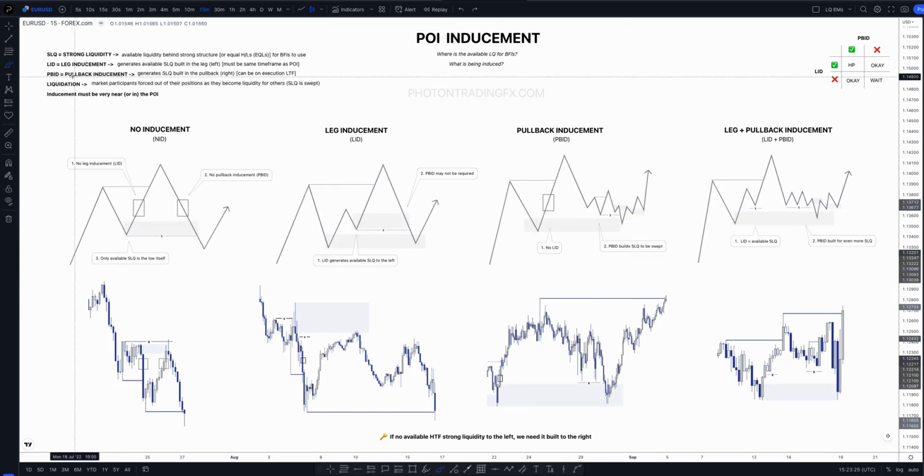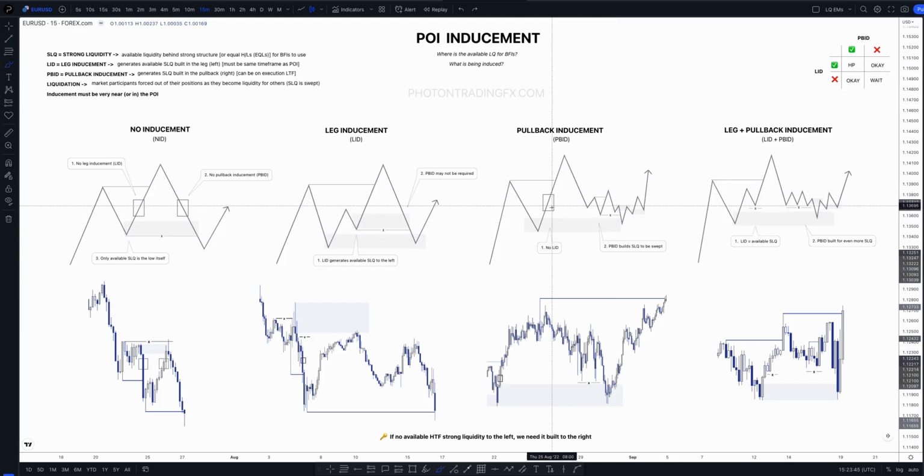So pullback inducement, basically inducement on the right, generates strong liquidity built in the pullback, and it can be on your execution time frame. Again, if you're an M15 trader, you're going to be looking at 4-hour POIs with M15 execution. So you need 4-hour to the left, and the pullback can be on the M15.